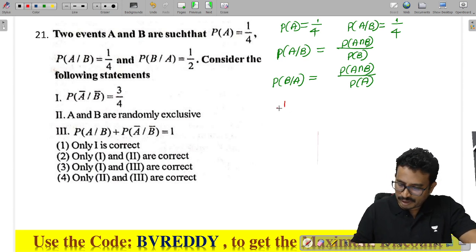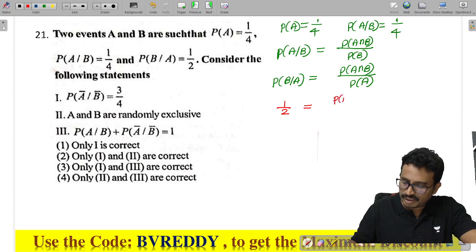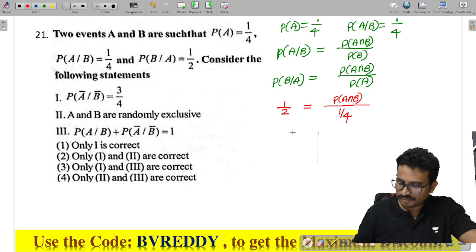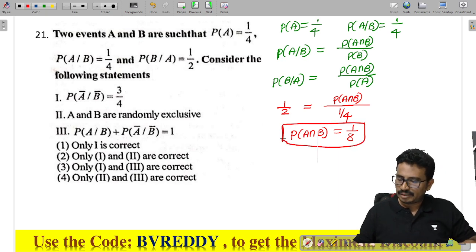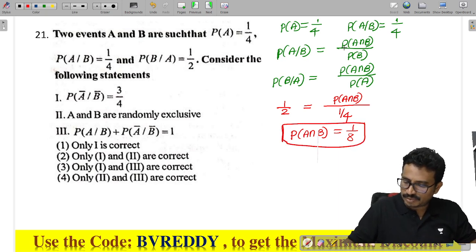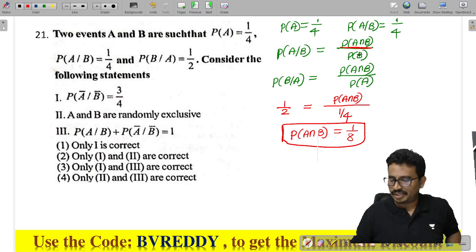P of B given A, which is 1 by 2, is given as P of A intersection B by P of A. P of A is given as 1 by 4. So from this I can get P of A intersection B, which is equal to 1 by 8. And now that I know P of A intersection B, I can substitute here to get the value of P of B.